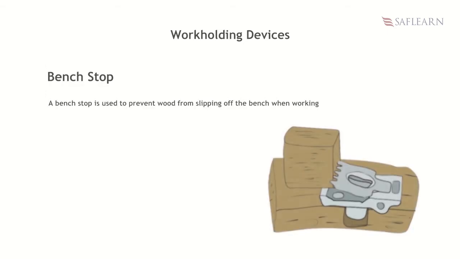Bench stop. There are many types of bench stops. Some are made of wood, while some are made of metals. A bench stop is used to prevent wood from slipping off the bench when working.